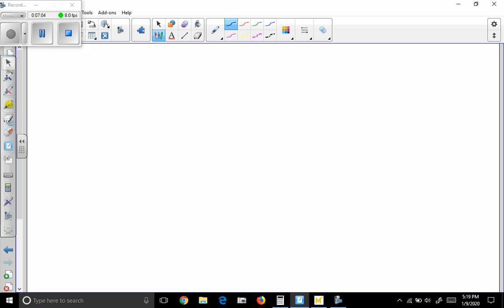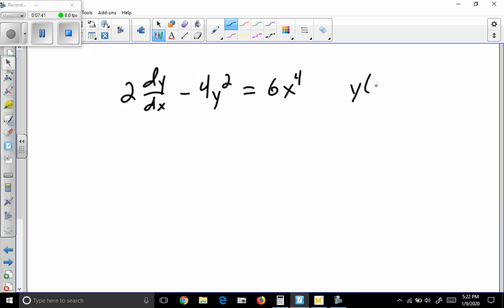So let's look at an example or two to see how we are going to show whether a particular problem has a solution that exists and is unique. Let's suppose we have 2 dy/dx minus 4y squared equals 6x to the fourth, and let's look at the initial condition that y of 0 equals 2.